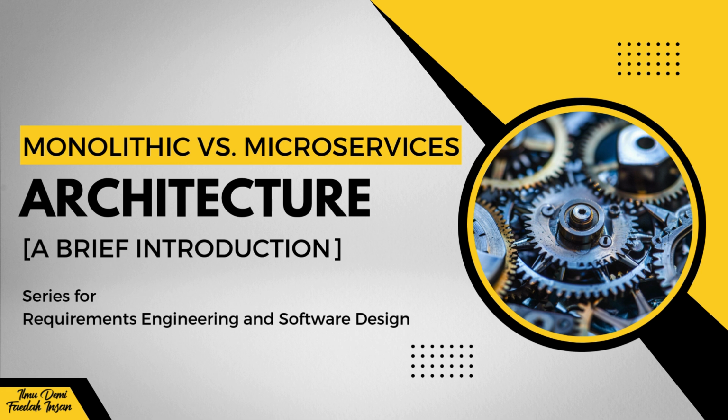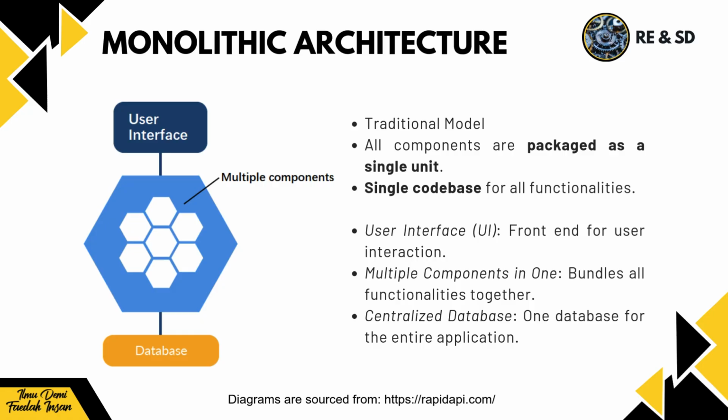Hello. In this video, we're diving into two of the most widely used software architectures, the monolithic architecture and the microservice architecture. Let's start with the monolithic architecture. In this traditional model, all the components of the application are packaged together as a single unit. Essentially, all functionalities are part of one codebase.